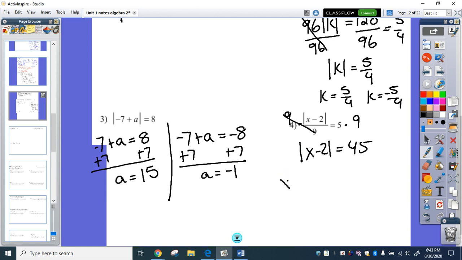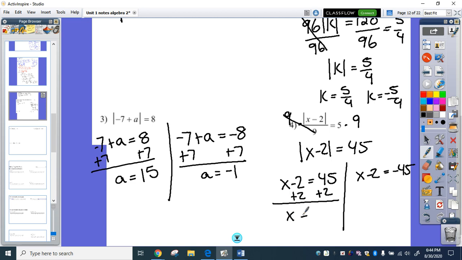Now we make our two cases. x minus 2 equals a positive 45, and x minus 2 equals a negative 45. Solve them like separate cases. Add 2 on the equation on the left, so we get x equals 47, and we add 2 to the equation on the right, and we get x equals a negative 43. Both of those are our solutions to that equation.